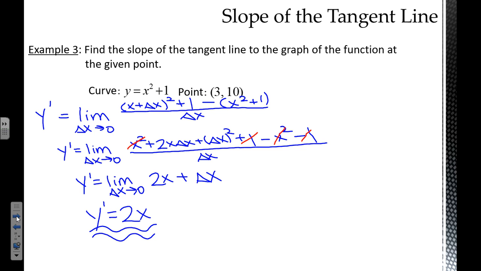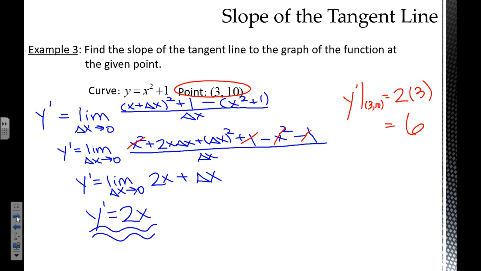All right. So now I want the slope at the point (3, 10). So our derivative, I'm going to teach you another little symbol here. Okay, evaluated at (3, 10). That bar, I don't know if you use that in physics or not, but that bar means evaluate at. Would be 6. So our derivative is 6. The slope of the tangent line at (3, 10) is 6.